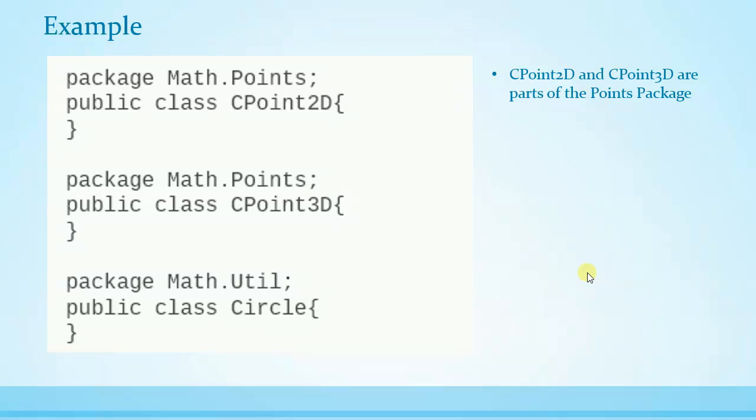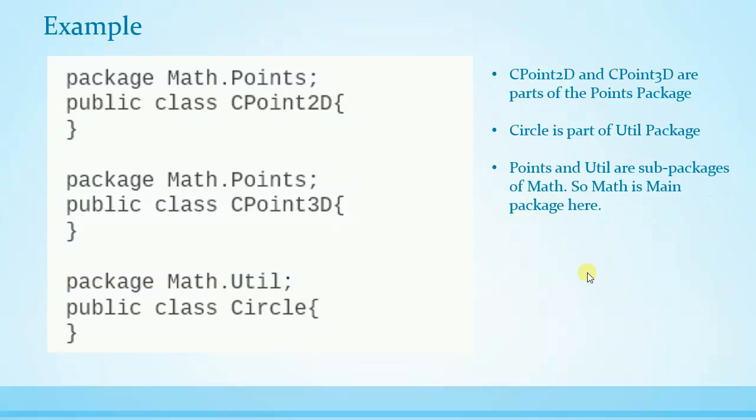Why? Because we defined these two classes after specifying the points package. The package statement is the very first line in the class definition file. Circle is part of the util package. Points and util are sub packages of math. If you see in all three, math is involved. So C2D and C3D belong to points, and points belongs to the math package. Similarly, Circle belongs to util, and util belongs to the math package.